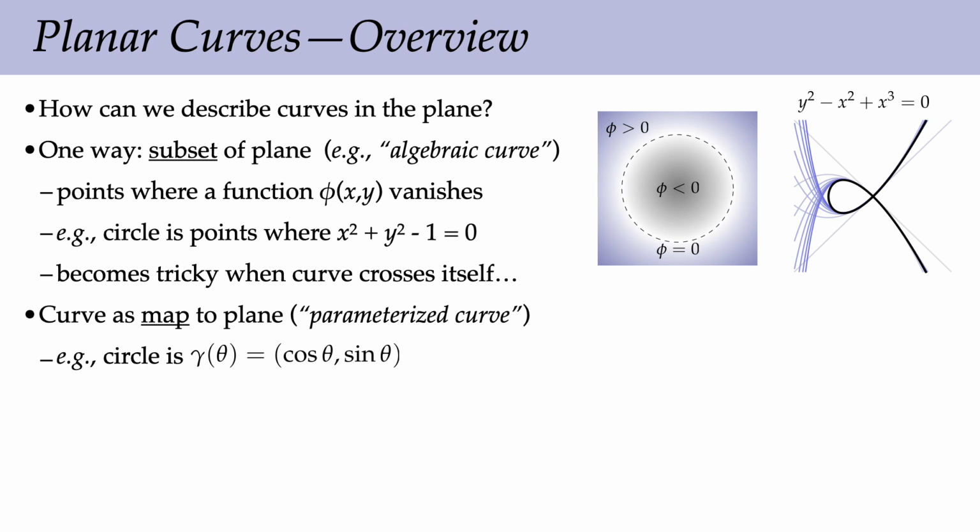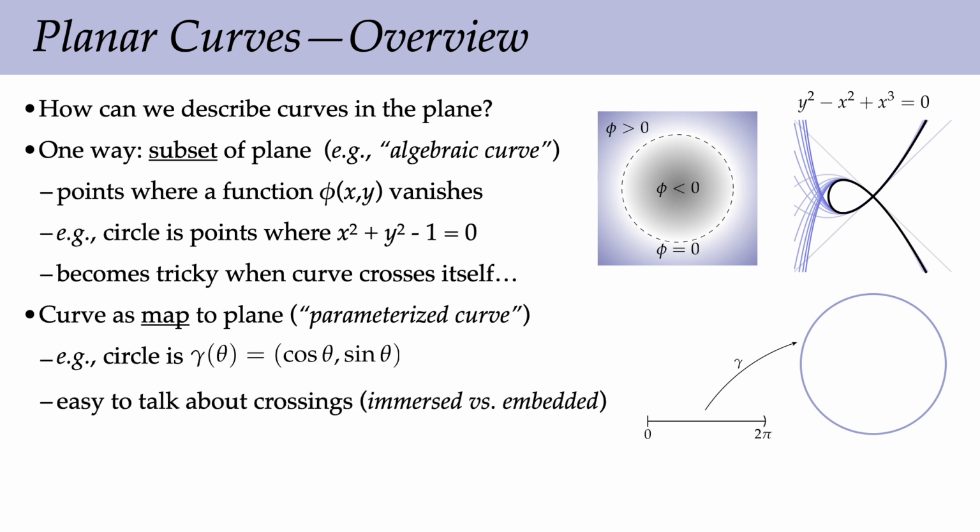An example of a parameterization is, again, the circle. So I can write the circle as a map gamma of theta, which is equal to (cosine theta, sine theta), right? Something like this. And when we work with parameterizations, it becomes a lot easier to talk about crossings. If I want to understand the tangent or the normal or the curvatures, I can just restrict my map to one of the little pieces where the curve crosses itself, and I don't have any trouble. So we'll introduce some more precise language to talk about this situation of embedded versus immersed curves.